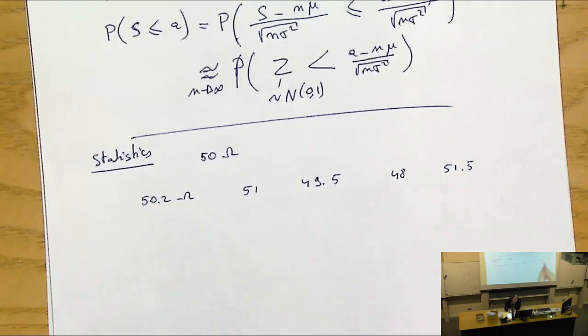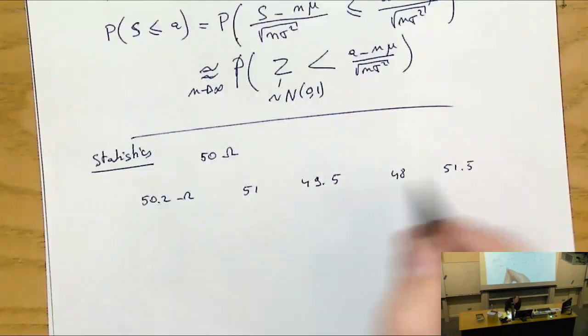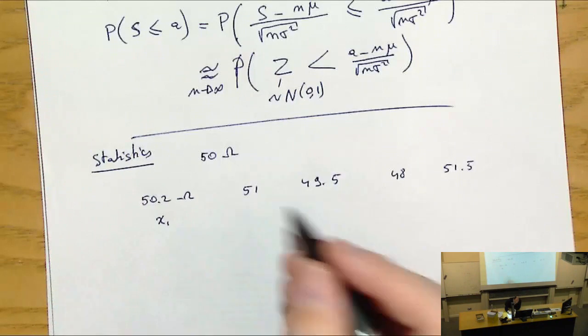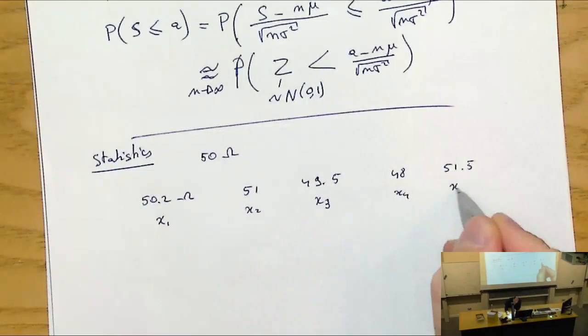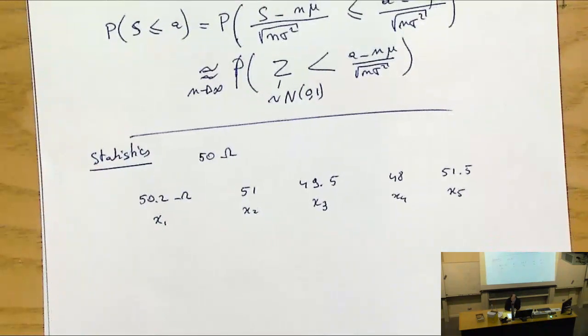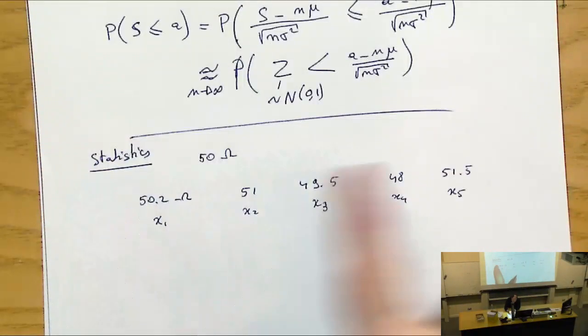So I do this measurement here 5 times. Essentially, those values are just measurements, x1, x2, x3, x4, that I get after doing the measurement, right? So you can view this as sample data.